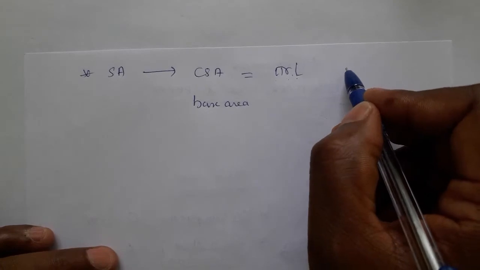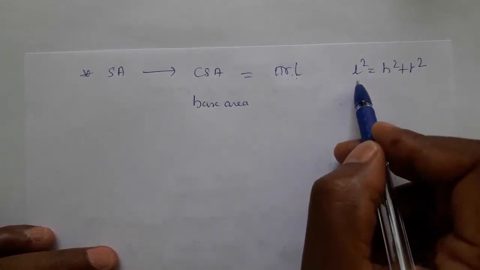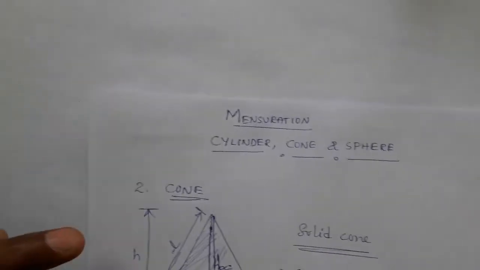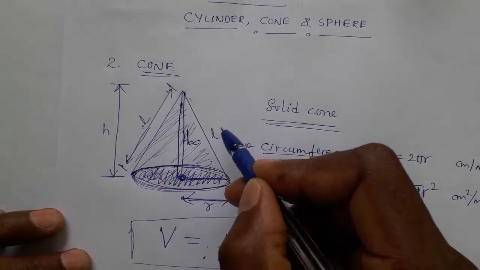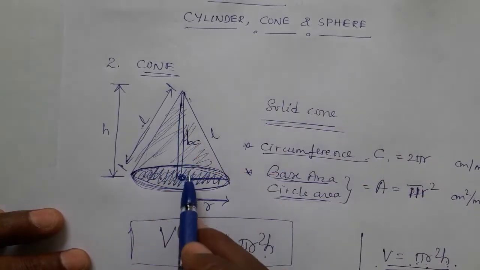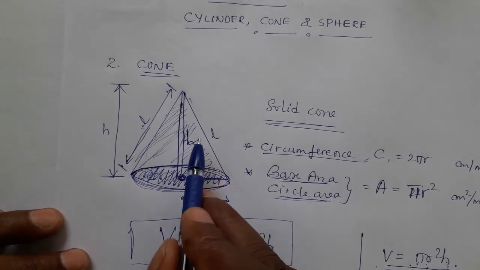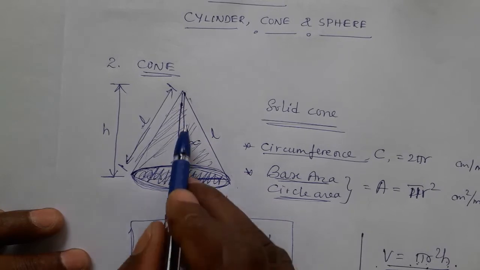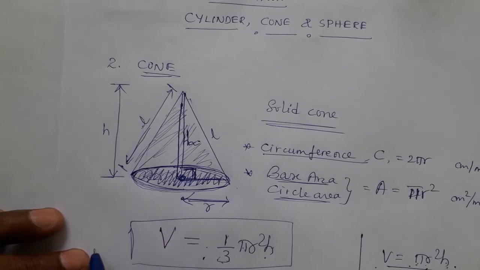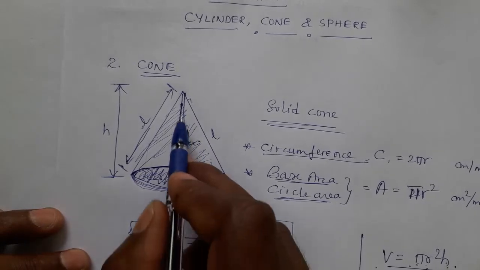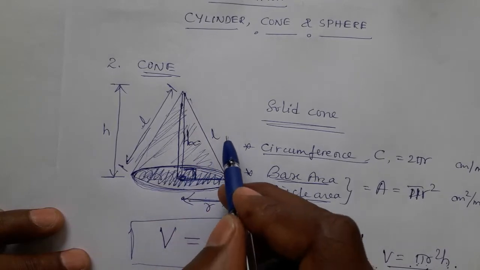For L we have one additional formula: L square is equal to h square plus r square. How did we get that? Look, this is the slant height, this is the vertical height, this is the radius. Vertical height is h, slant height is L. The vertical height and radius are at 90 degrees to each other, in the shape of an L.